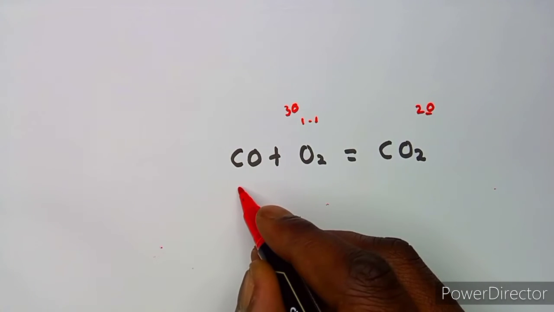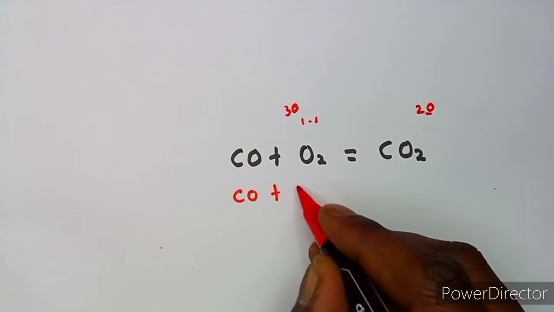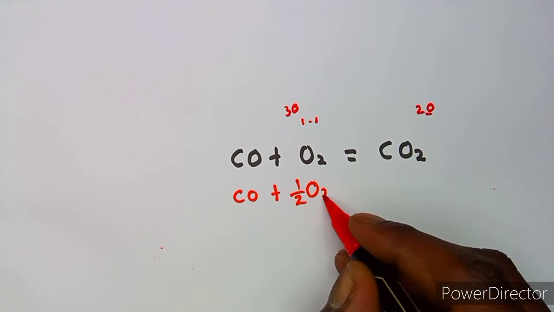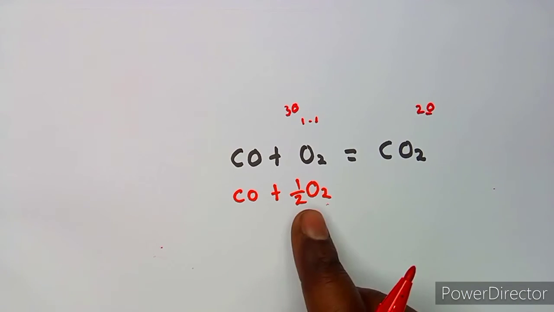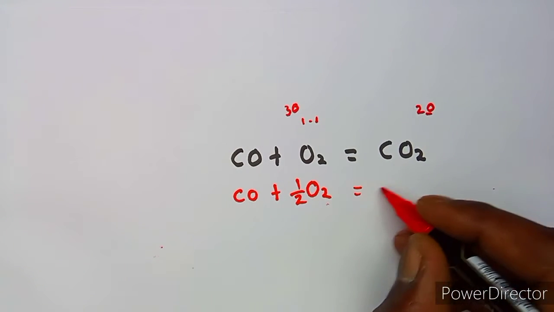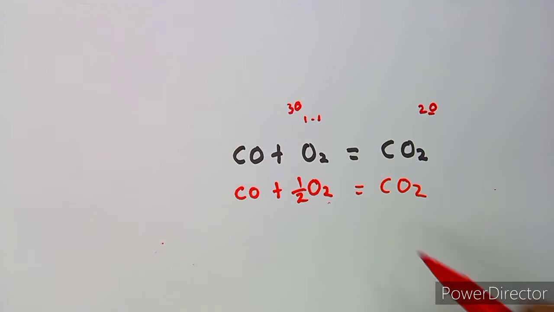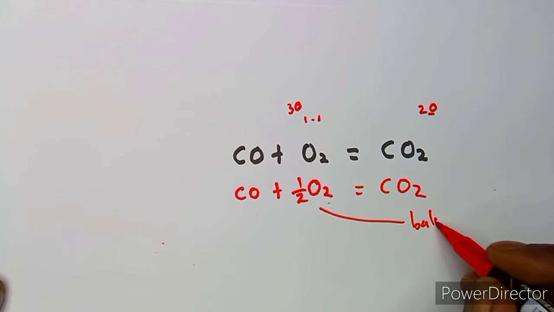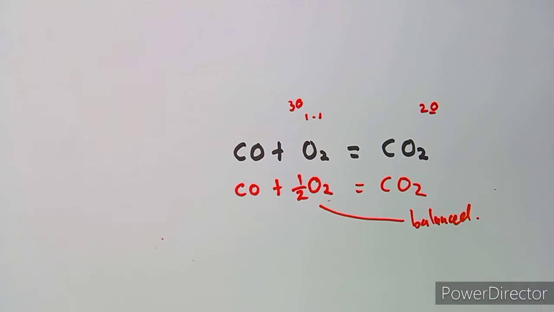So I can write this as CO plus half of these 2 oxygens. I'm now left with 1 oxygen plus this 1 oxygen, they are now 2, which is equal to, this is now balanced. But was it the only way that I can do this? Okay, let's think, guys, along the lines.